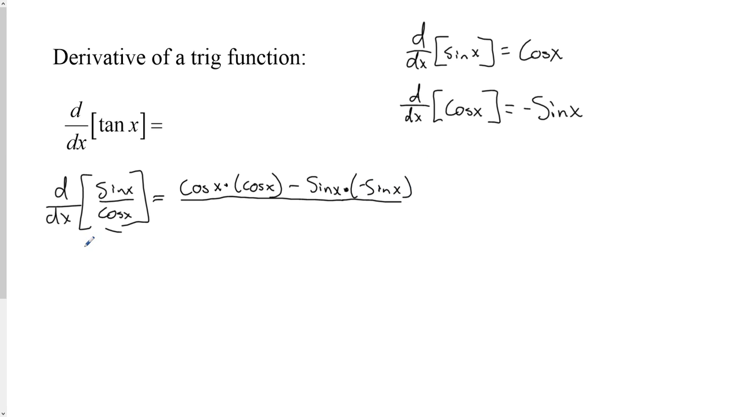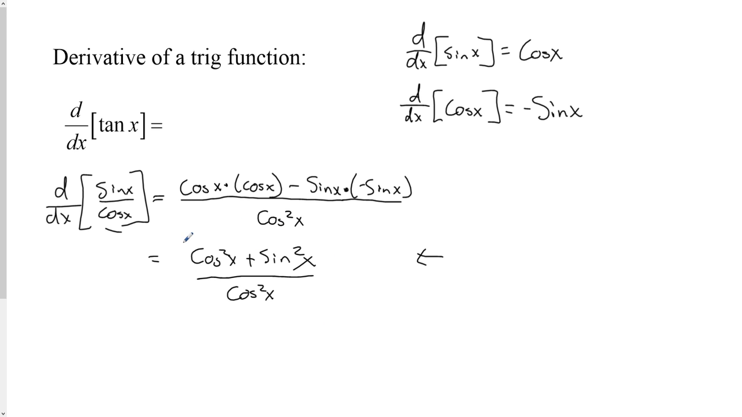And this is going to be all over the denominator twice, or cosine squared x. And so this thing is cosine squared x minus sine squared x all over cosine squared x. Now, we have to remember from last year, oops, sorry, negative times a negative is a positive.